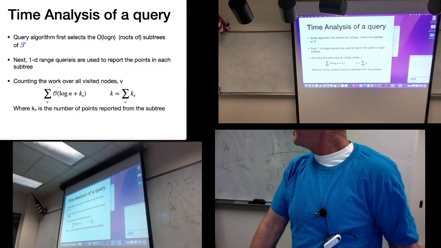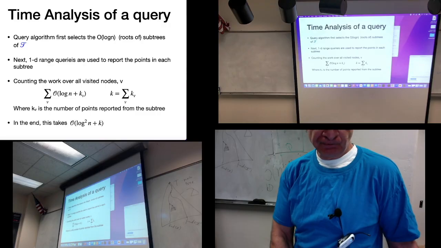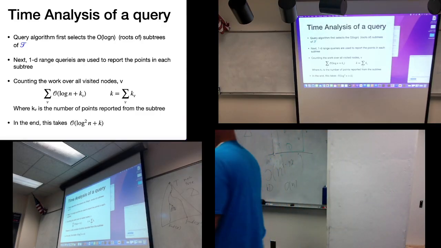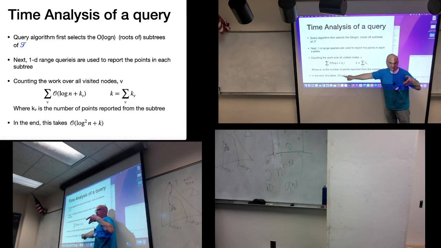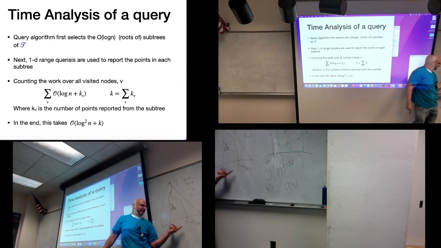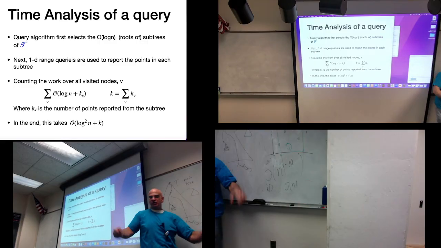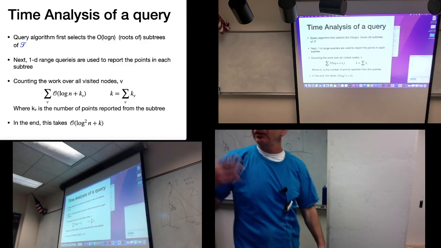How many log square n subtrees? Why log square n? Where does the log square n come from? Because from the main tree, I collected order of log n trees, and in each one of these log n trees, I performed a search with the two paths, now with a Y and Y prime, which takes another log n. So it's log n times log n.